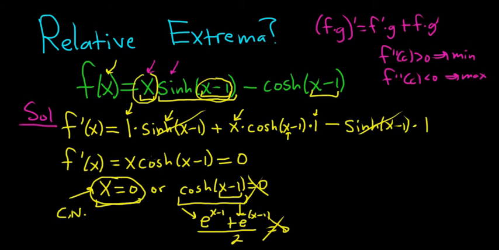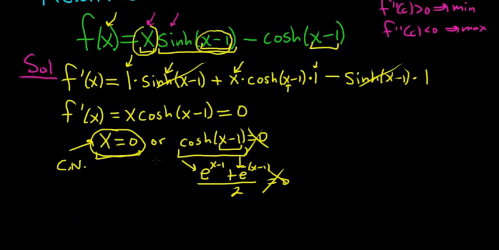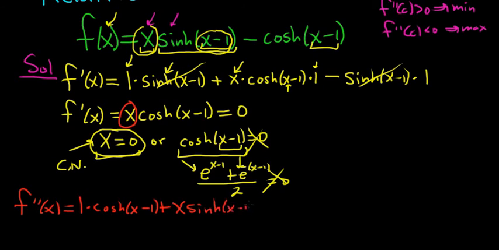If the result is positive, we have a min. If the result is negative, we have a max. So let's do it. Take the derivative one more time. f double prime of x. Again using the product rule, the derivative of the first is 1 times the second piece, so cosh of x minus 1, plus the first piece times the derivative of cosh, which is sinh of x minus 1. And again, we have to multiply by the derivative of the inside, which is 1. So that is the second derivative.